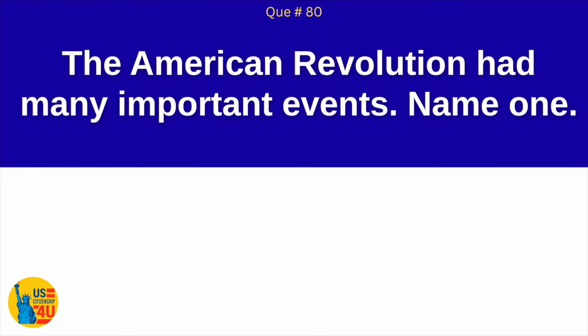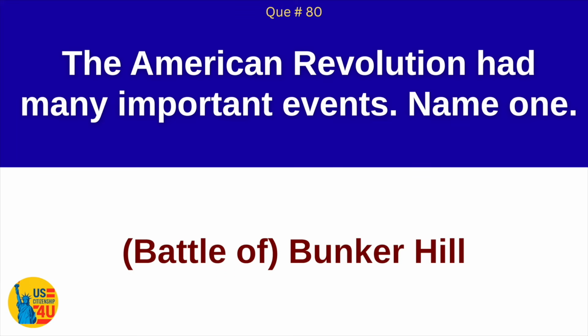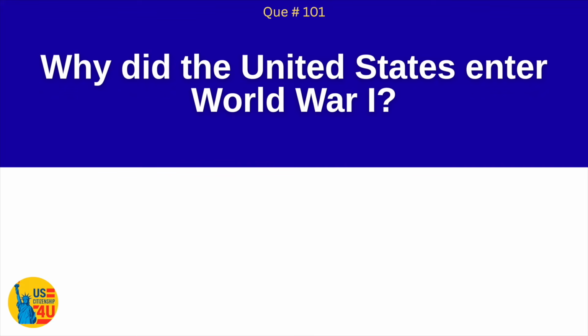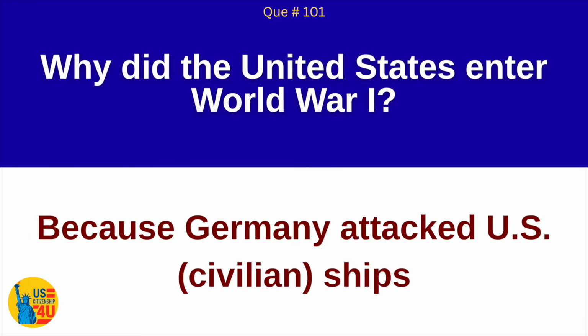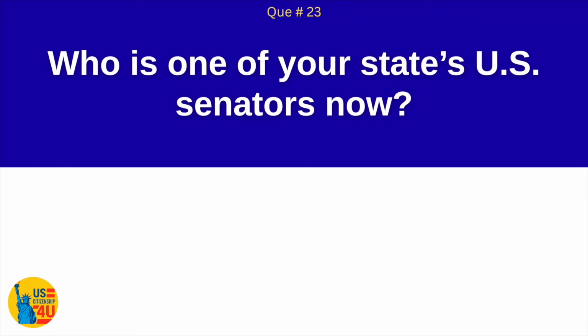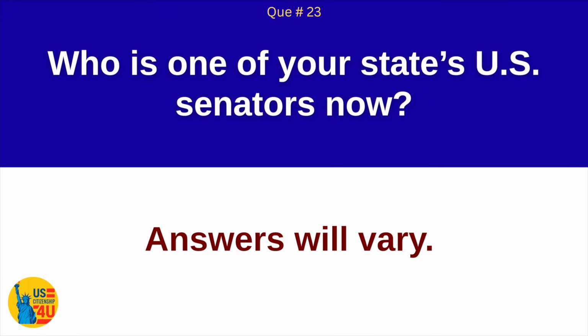The American Revolution had many important events. Name one. Battle of Bunker Hill. Why did the United States enter World War I? Because Germany attacked U.S. civilian ships. Who is one of your state's U.S. senators now? Answers will vary.